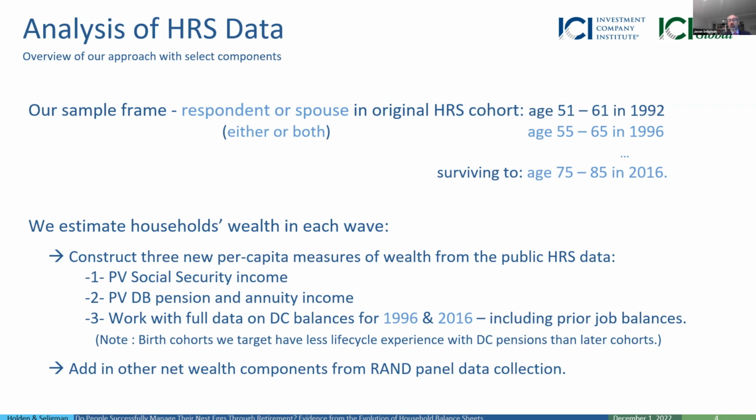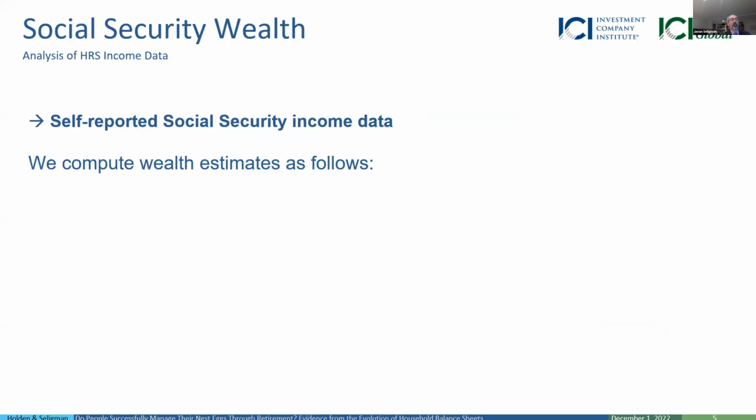And to do this, we're going to work with those fuller data sets, the 1996 and 2016 RAND FAT files. The reason we work with those is because they include the prior job balances as well. Unfortunately, the public HRS panel data do not include these prior job balances. And then we're going to add in the various sundry wealth components from the RAND panel data collection, which are very useful and very handy to use.